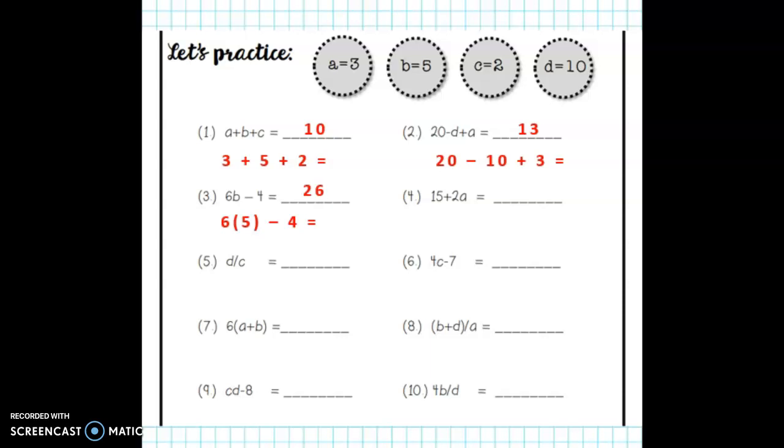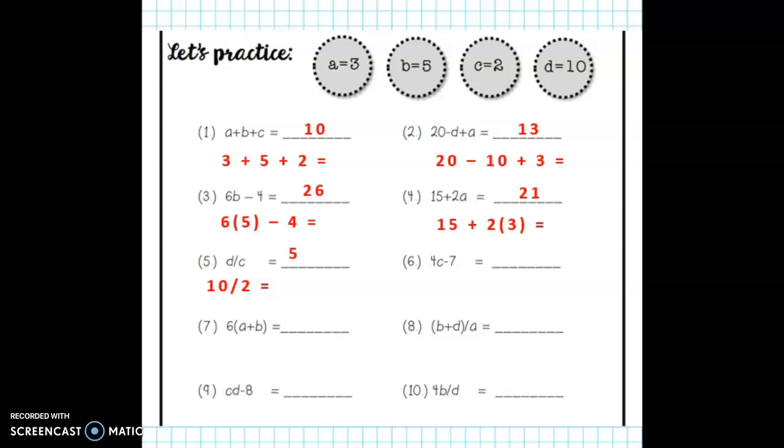Number 4, 15 plus 2a. The 15 stays the same, plus 2 times 3. According to order of operations, the multiplication comes first. 2 times 3 is 6. 15 plus 6 is 21. Number 5 is D divided by C. Since D is 10 and C is 2, that gives us 10 divided by 2, which is 5.